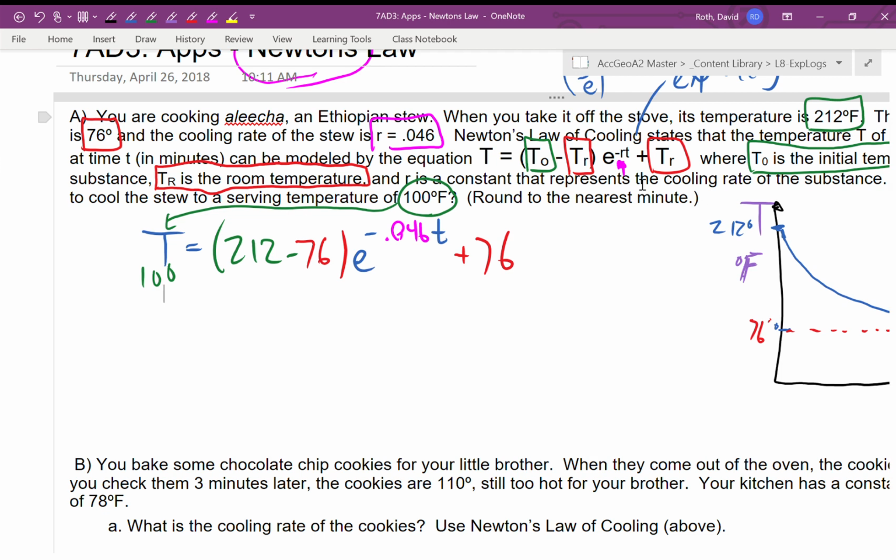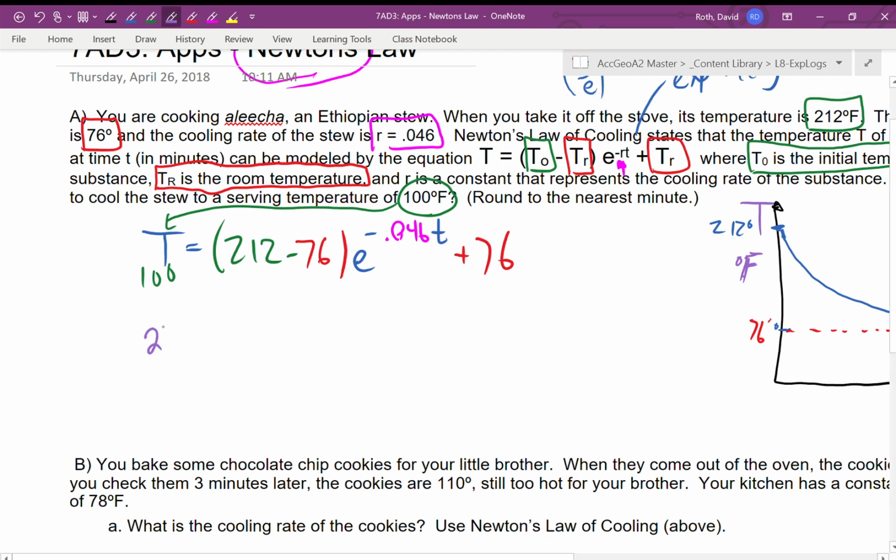100 minus 76, that seems to me like 24. I'll do this in purple. 24 equals 212 minus 76, that's 88. Well, let's see, what is that? 136. E to the negative 0.046t. Now that looks a little bit better. Actually, I should probably divide by 136. Get my E all by itself.